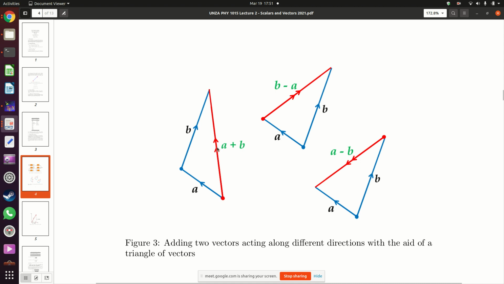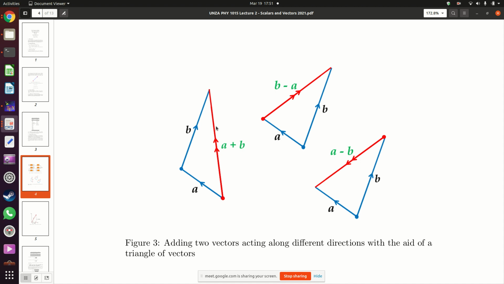Are we clear on how you get A plus B with a triangle of vectors? Yes, sir.